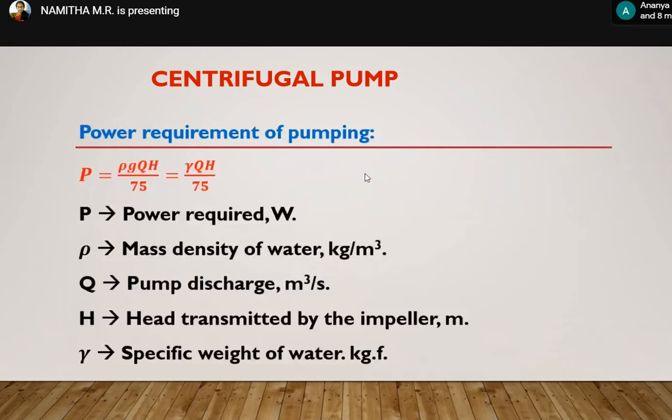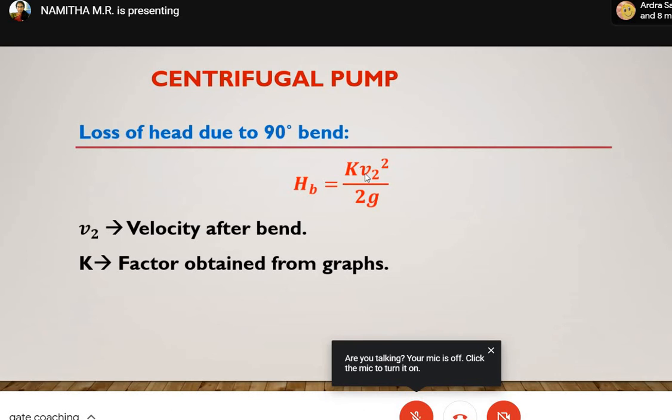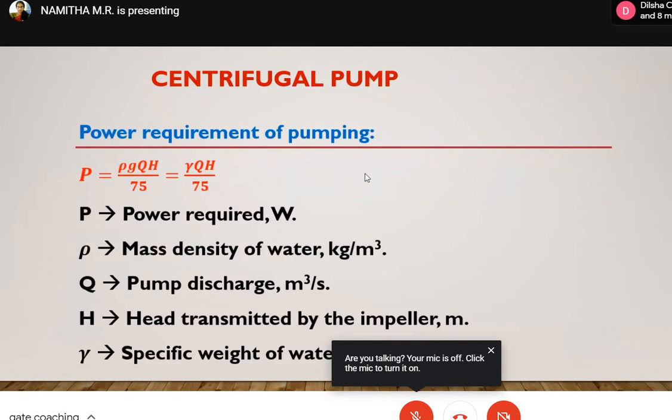So these are the different losses. Now we have the total head as suction head plus delivery head plus all these losses. If all these losses are there, we can account for all of them.